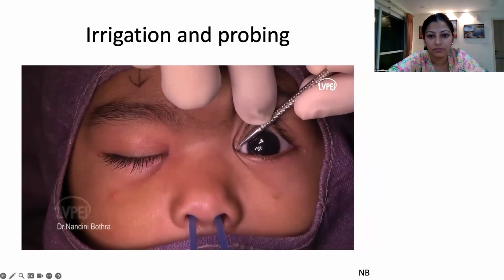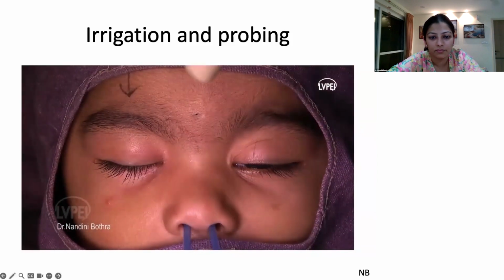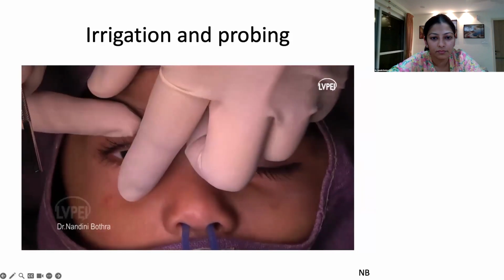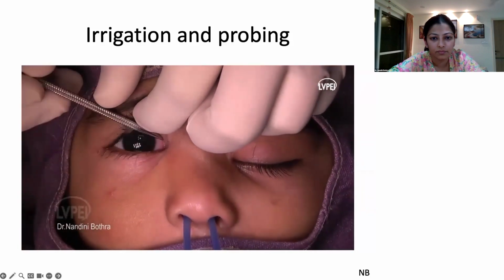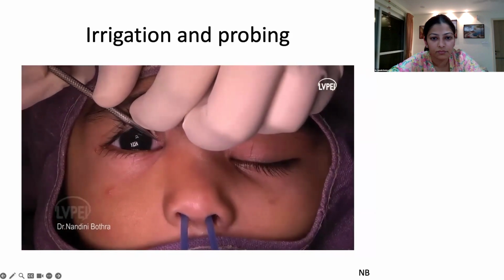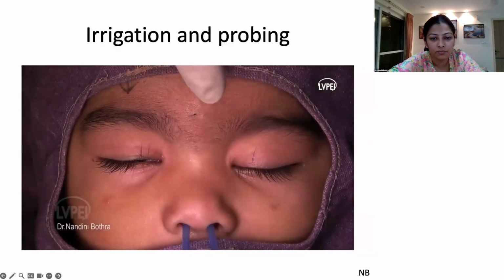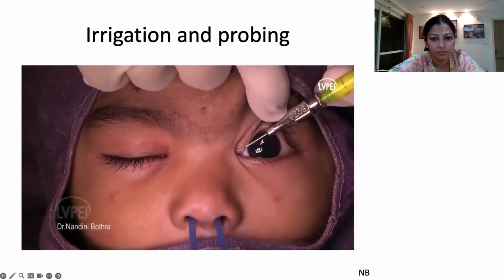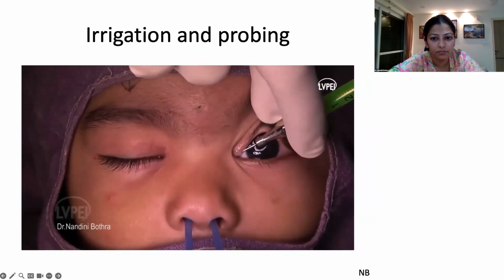The dilator is inserted perpendicular to the punctal opening and then is turned to a line parallel to the lid margin to enter the horizontal canaliculus. This procedure is then repeated on the affected side. Irrigation is performed using a 1 ml syringe and a 23 gauge straight cannula to confirm the nasolacrimal duct obstruction.